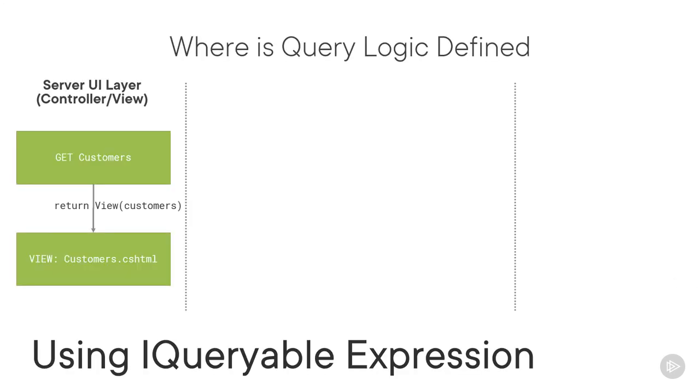Let's say we have an MVC application with a controller. So that's the server-side logic of the UI layer, and it returns a view to the UI.